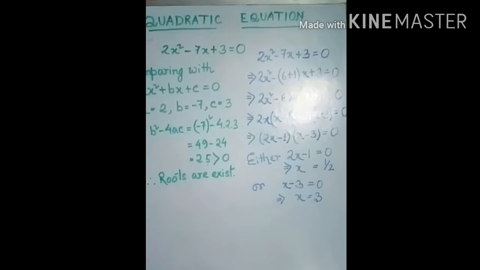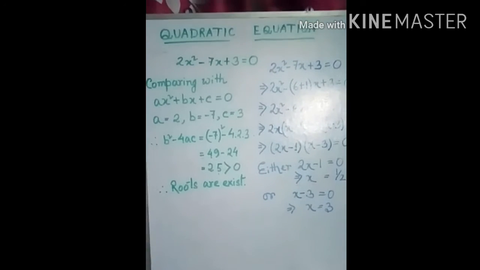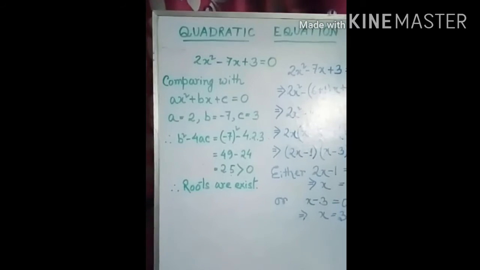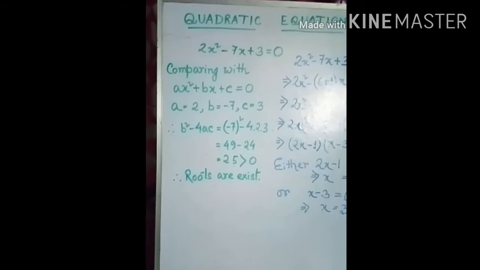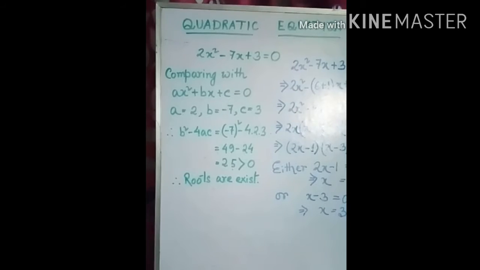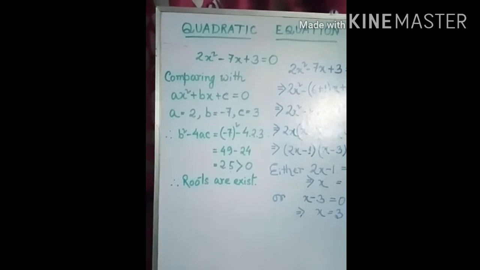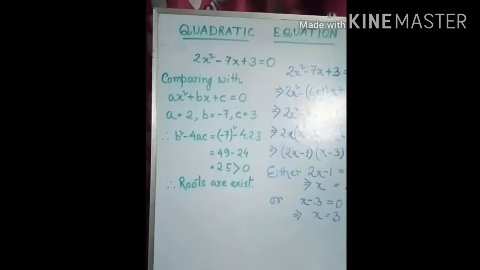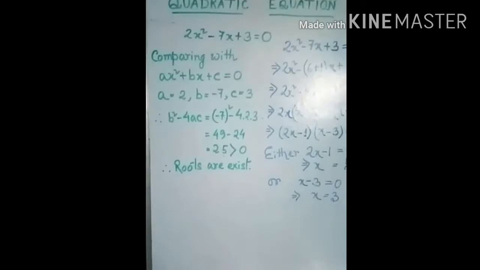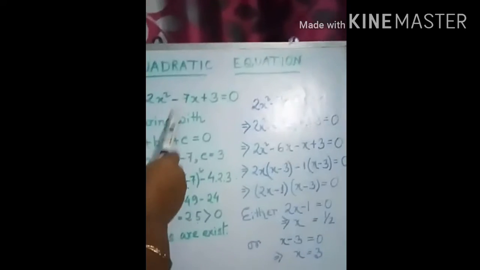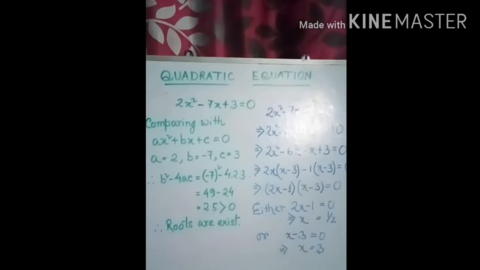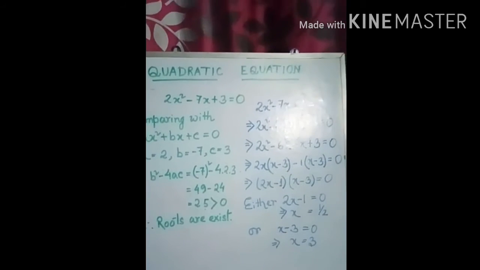Namaste children. Today I am going to start the second exercise 4.2, where the first question I have already given to you, which says: find the roots of the following quadratic equation, if they exist, by the method of completing the square. So here I am taking the first question: 2x square minus 7x plus 3.